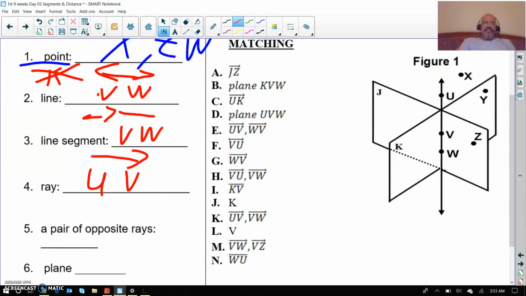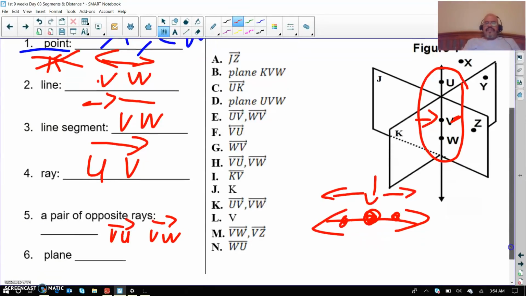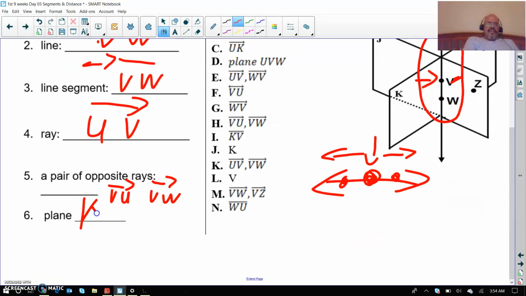Another one, a pair of opposite rays. Well, we need one common endpoint. In other words, for opposite rays, we have a point in the center, and then a point going in this direction and a point going in the opposite direction, starting with this point right here, the midpoint. The only point that can follow this prerequisite is this one. V is our common point right here. So we have ray VU and ray VW. That's a pair of opposite rays. And in this case, plane, we can just get plane K, and that's it. We're done.